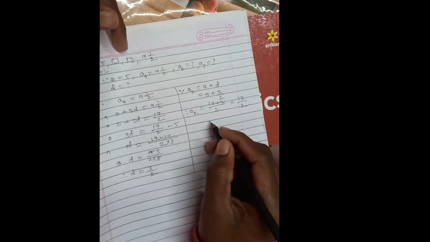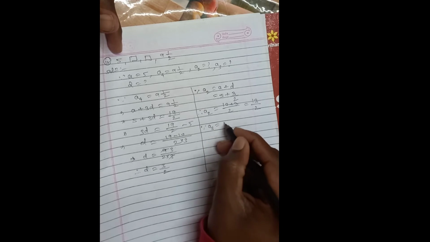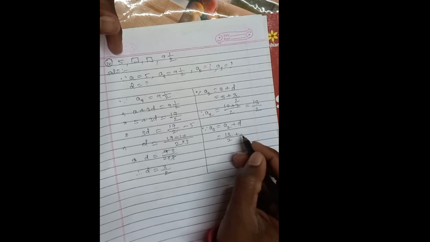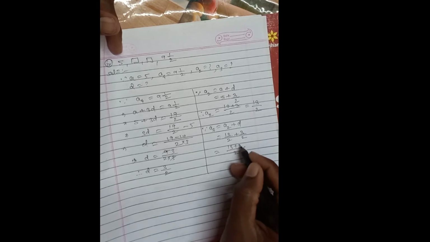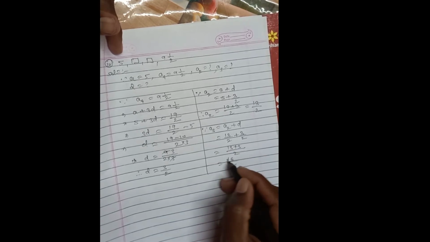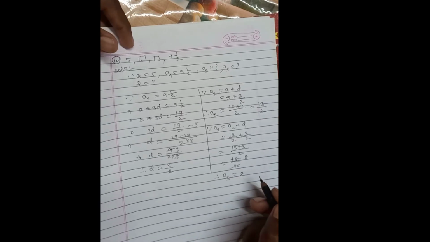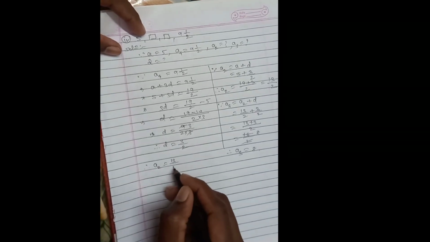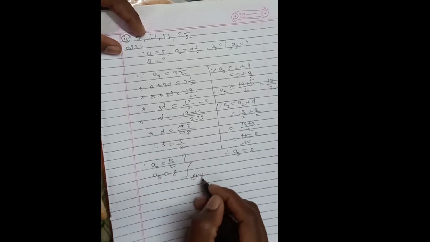So now we try to find out the third term also. So we can use this formula, a2 plus d. So a2 is 13 by 2 and d is 3 by 2. We add it, 13 plus 3, 16 by 2, that means 8. So our third term is 8. These are the required answers. Our second term is 13 by 2 and our third term is 8. This is our required answer.